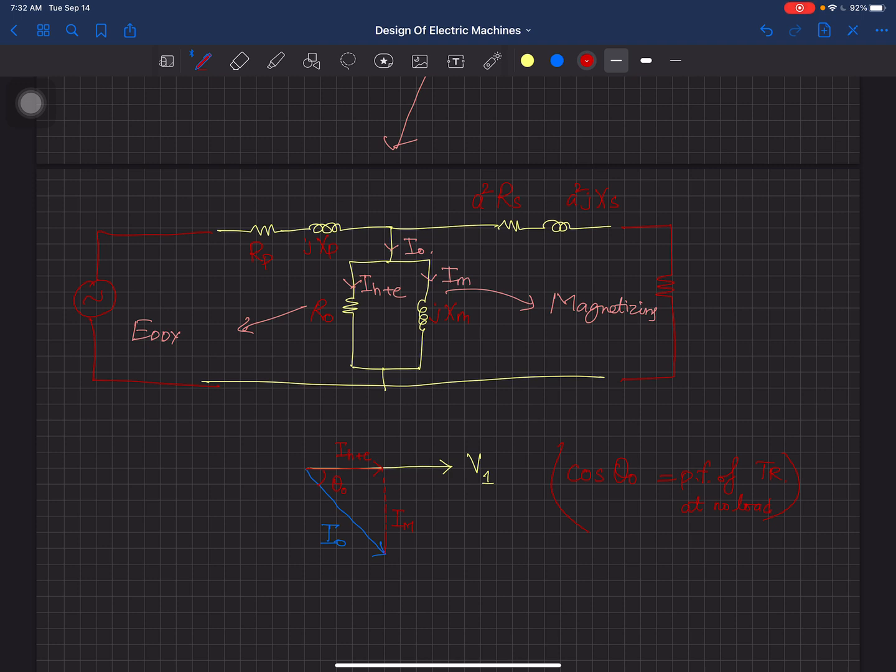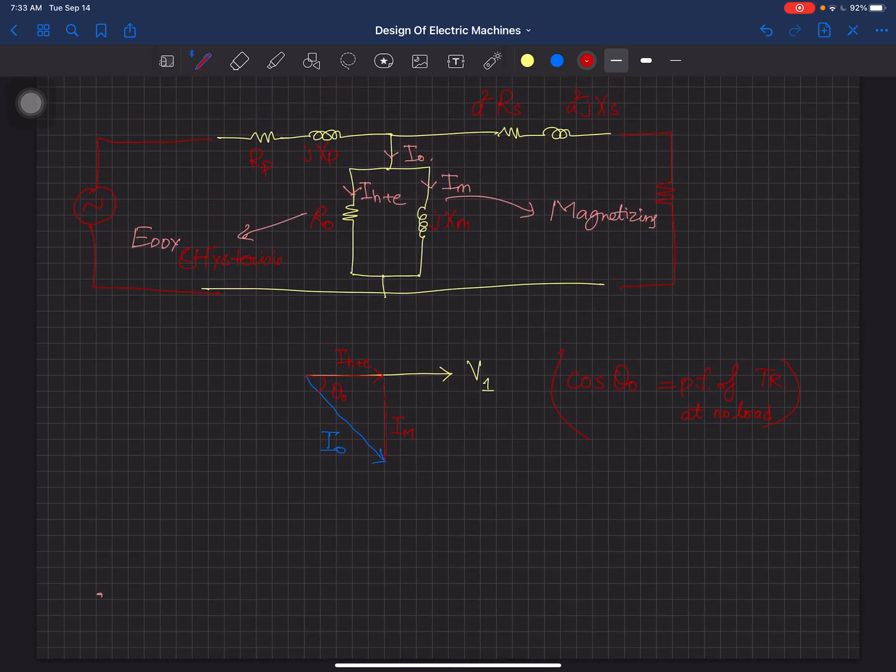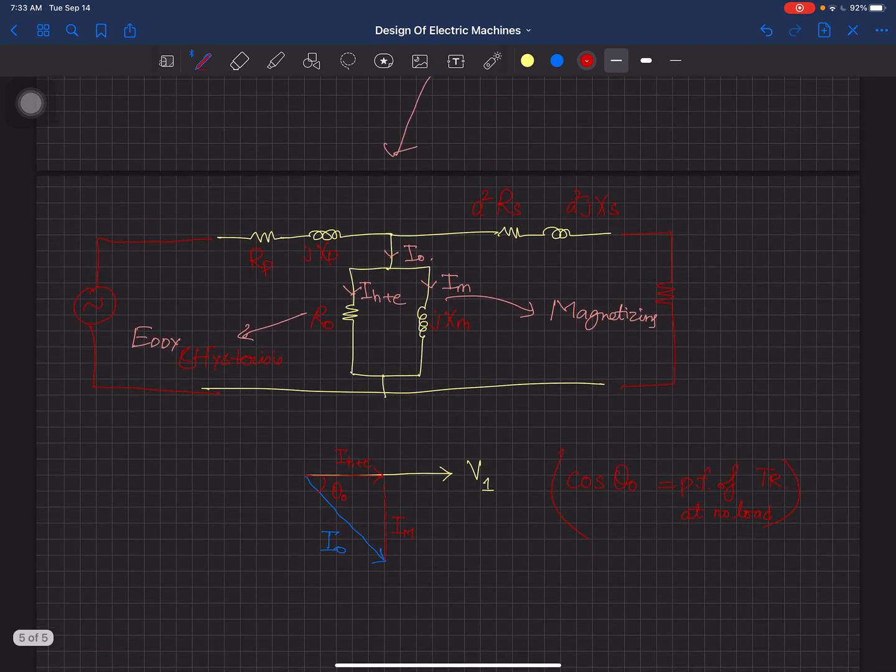So these are some of the losses, the eddy current and hysteresis losses of your transformer. And I hope you still have an idea of how this V1, I phase and all are done over here.